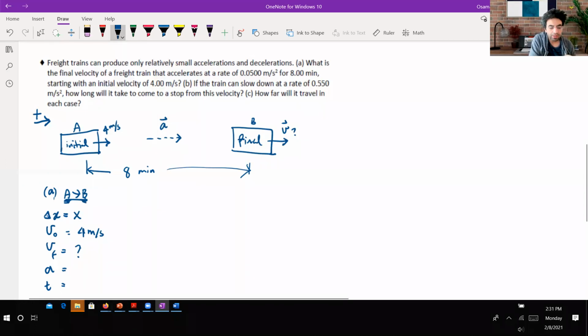And then the acceleration. The acceleration is in the same direction as what I'm calling positive, so this is a positive acceleration. The rate that I'm given is 0.0500 meters per second squared. So the acceleration is 0.05 meters per second squared, and it's positive because it's pointing in the same direction that I'm calling positive. And then the time interval between the beginning and the end of the segment is 8 minutes. That's something I know, so I'm just going to write 8 minutes here.